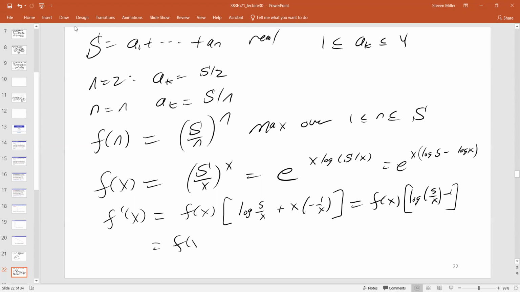So it's just f of x times the log of s over x minus 1. And what happens with the minus 1? Minus 1 is the same as negative log e. So that's just the log of s over e times x. So when is this 0? It equals 0 if s over ex equals 1. Therefore, x equals s over e.